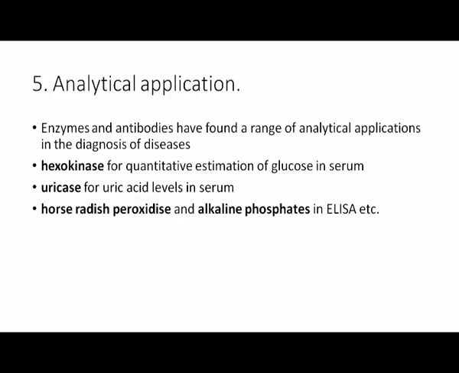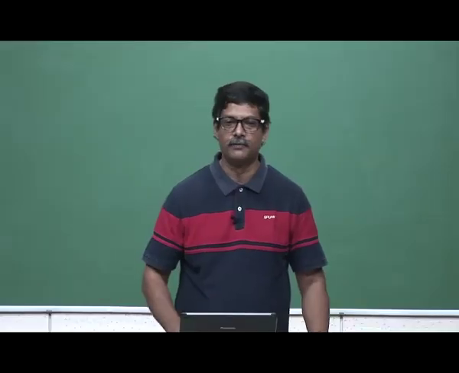Moving on, the proteins can be used in analytical applications. For example, enzymes and antibodies have found a range of analytical applications in the diagnosis of diseases. For example, hexokinase is used for quantitative estimation of glucose in the serum. The uricase is routinely used for measuring uric acid levels in the serum. Two very important enzymes, horseradish peroxidase and alkaline phosphatase, are used in ELISA. And then there are hundreds of applications that we generally do every day in our laboratories.